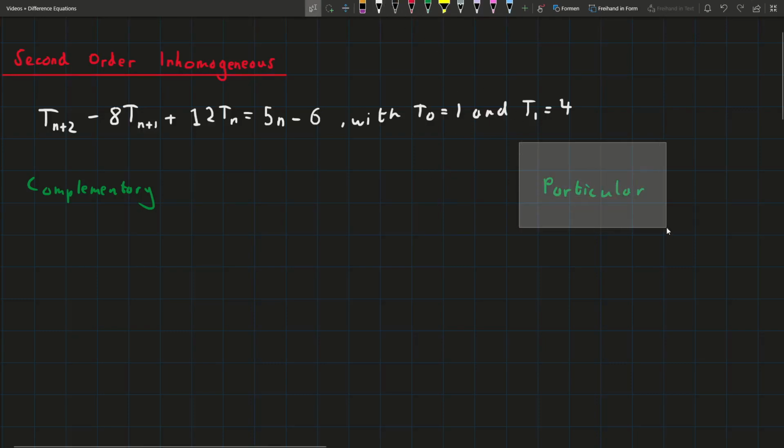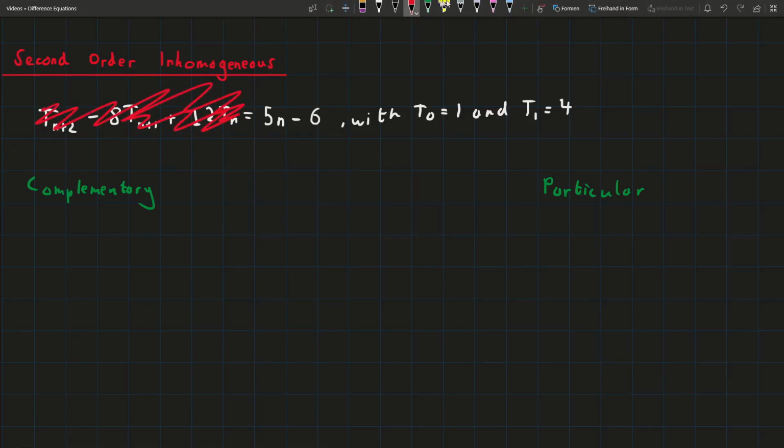Now, we're going to start off with the particular solution, although it doesn't really matter which one you start with, but I'm just going to start with particular because I find it tends to be a bit more straightforward. So the particular solution is the part that's particular to this difference equation, which means we're going to be ignoring all the Tn terms. We're just going to be focusing on the function part, I suppose. So our function part here is 5n minus 6.